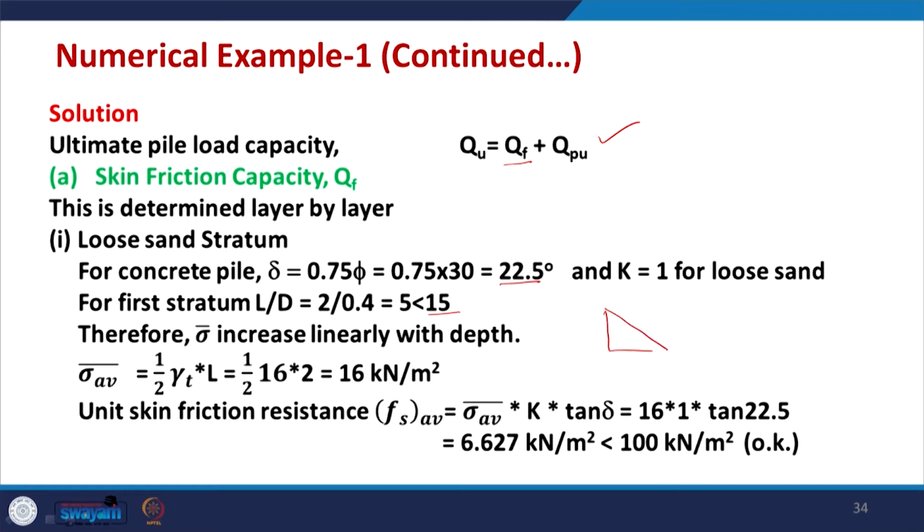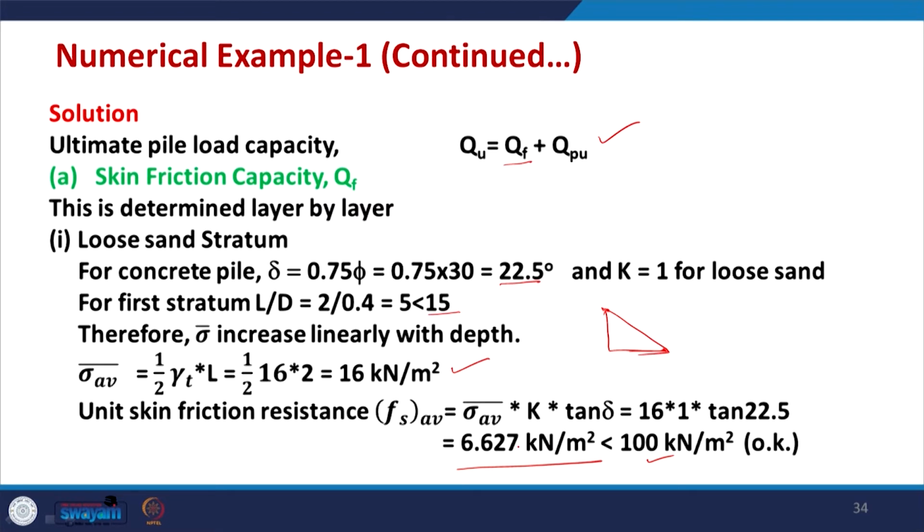Here it is 0 at the top and maximum at the bottom, so the average will be half of the value at the bottom. At the base, what is the value? Gamma into L, where 16 into 2. Ultimately you get sigma average for this layer, and the unit skin friction resistance Fs average is sigma average bar into K into tan delta. You just put the numbers, then ultimately you get 6.627 kN/m², and you need to make sure that this value is less than 100 kPa. This is okay.